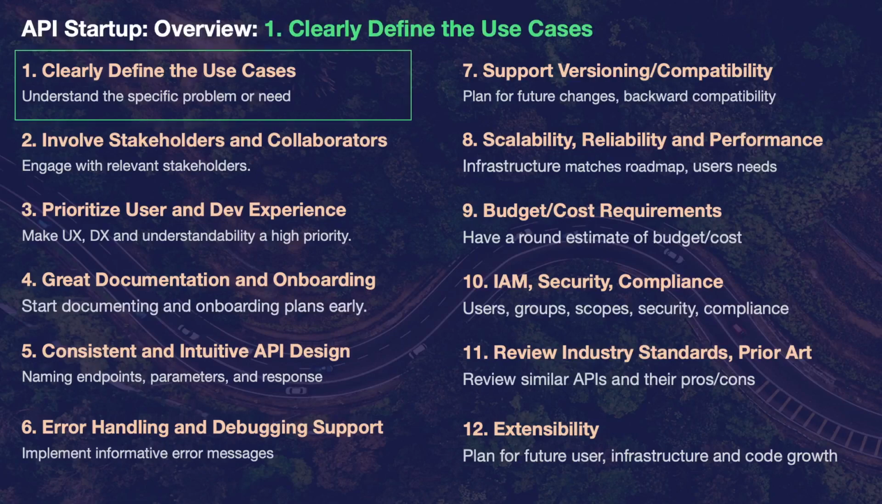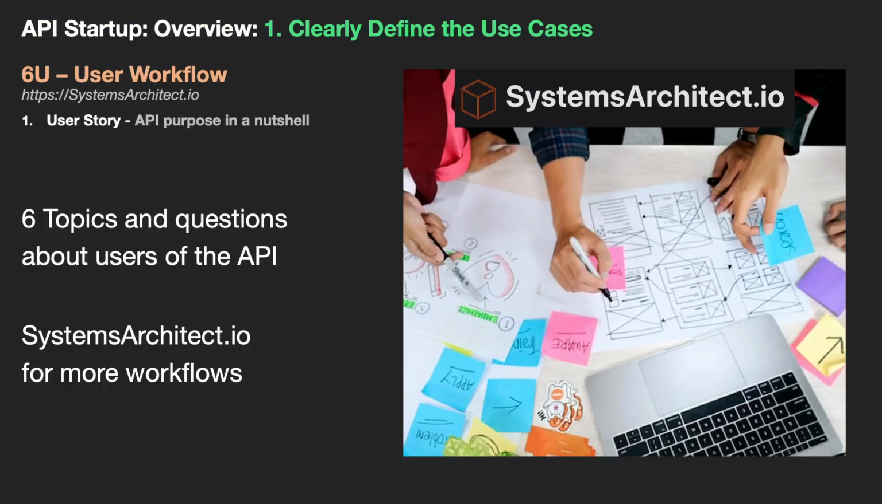Clearly define the use cases for the API. Understand the specific problems and needs that you need to address. There are many different ways of defining use cases. One way I like to do it is to use the 6U workflow. That's the usability workflow I have on systemsarchitect.io. This is basically 6 user-related topics or questions to better define the user needs.